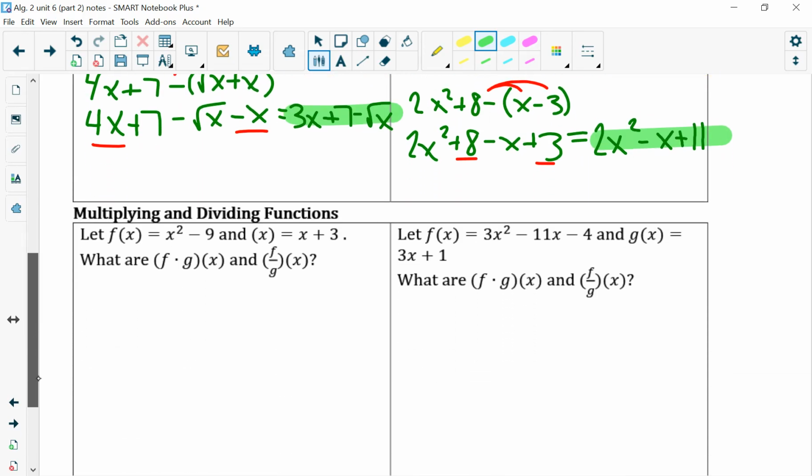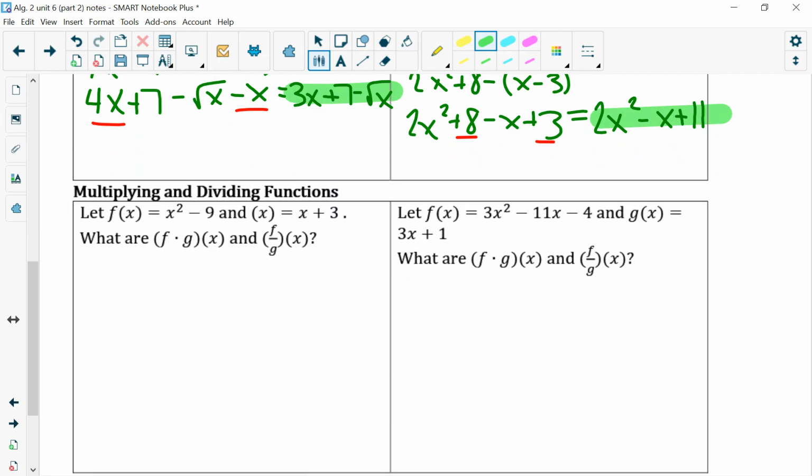Okay, let's do some multiplying and dividing. And again, I'm forgetting my g's here, so make sure you add those in. I got it on the next one. So if that's missing in your packet, please fix that.